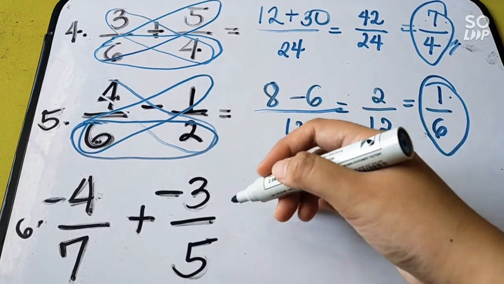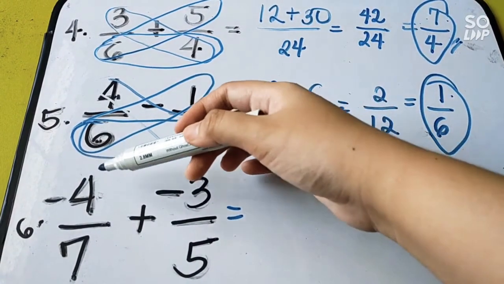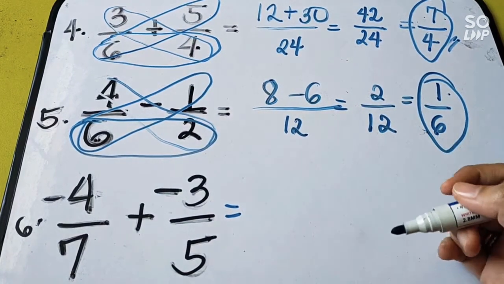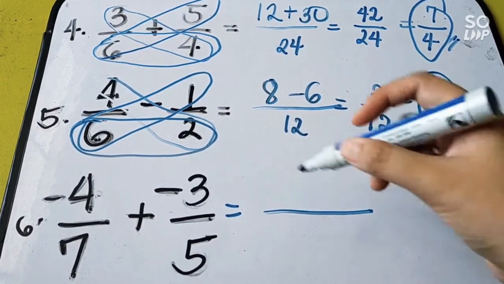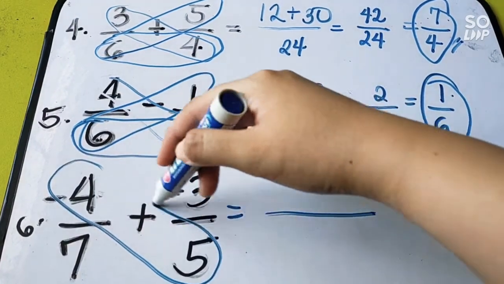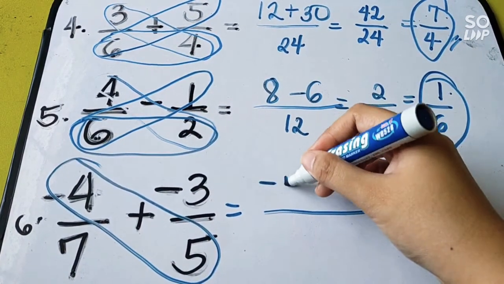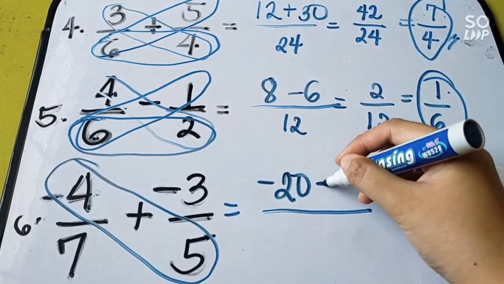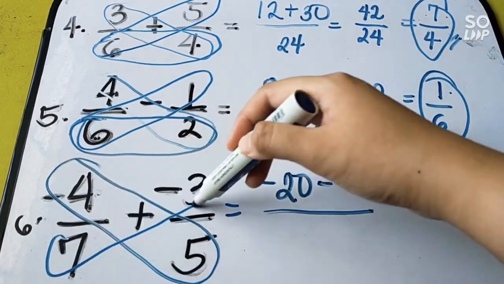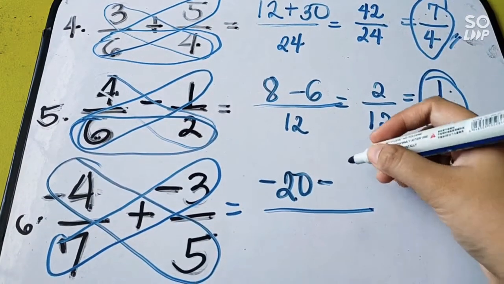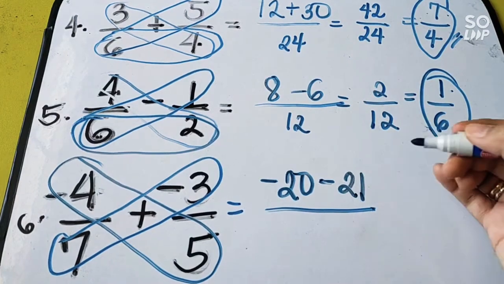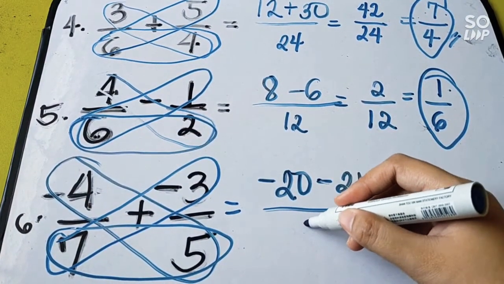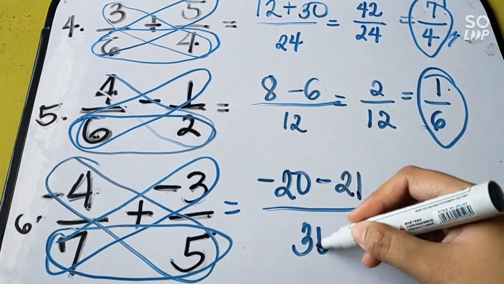Next tayo. Let us have number 6. We have negative 4 over 7 plus negative 3 over 5. So, we have here, multiply 4 times 5. The answer is negative 20. Just copy the sign. Then, positive times negative, we have negative. Next, we have 7 times 3. The answer is 21. And then, 7 times 5, just write here as your denominator, the answer is 35.